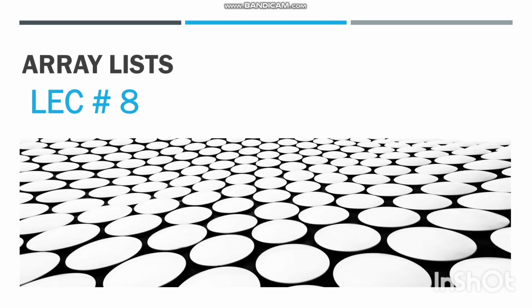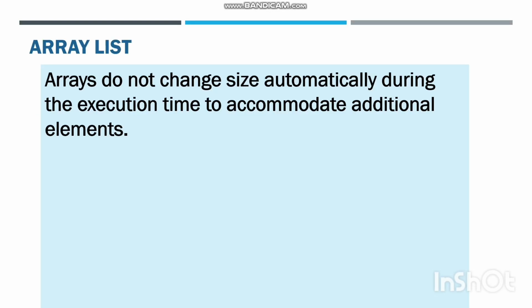Today we are going to discuss the ArrayList. So what is an ArrayList? Arrays do not change size automatically during execution time to accommodate additional elements. Okay, so what it means is that the size of an array is fixed. I mean, if you have declared the size of an array as 10, you cannot expand it.